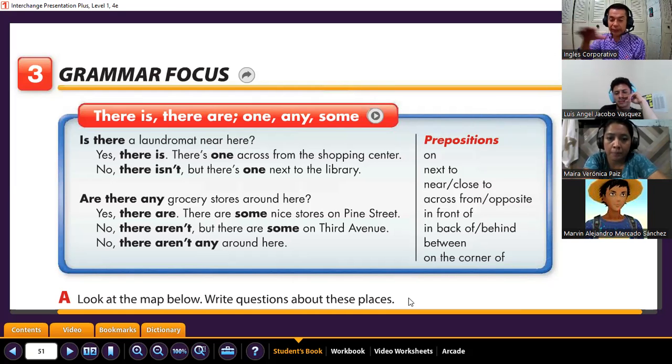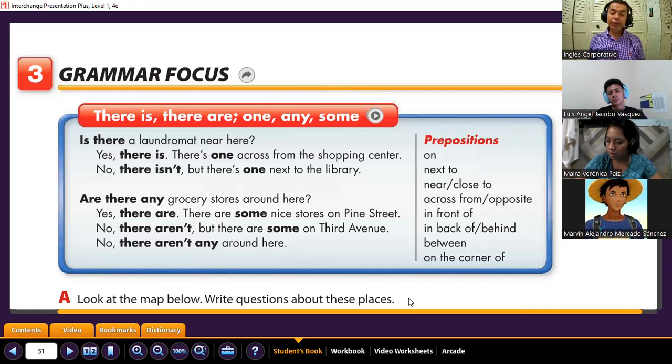On, that means surface, la superficie. Next to, a la par de, right? Near or close to, cerca de, near, close to. Across from or opposite, quiere decir cruzando. Al otro lado, you know? Opposite. In front of, too, right? So, across from, opposite, and in front, those are synonyms. The same. So, lo mismo quiere decir. In back of or behind. Atrás. Between is en medio there, right?